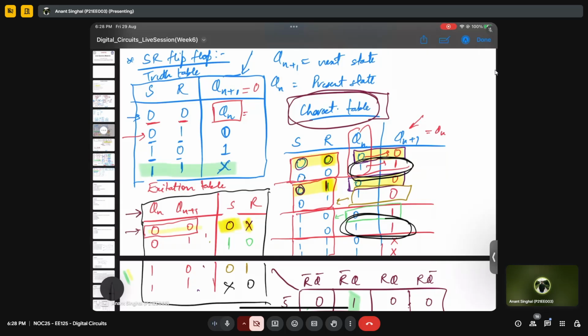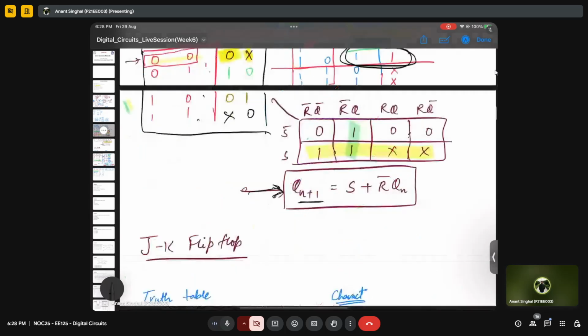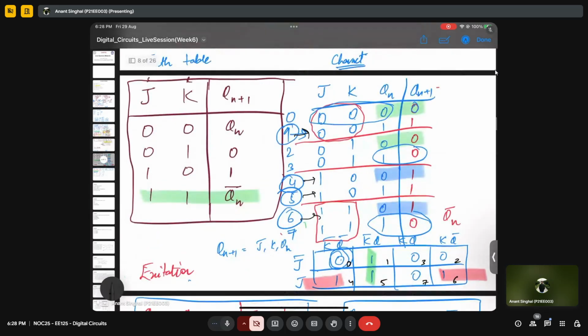Don't get confused between invalid and don't care. They are basically the same thing. It's just that you cannot apply 1 1 as an input to an SR flip flop, because then you will not get a valid output. So basically we don't care about what happens when we apply 1 1 as an input. Just to fix that, we have made this JK flip flop so that we can have some finite toggling that is happening for this particular state.